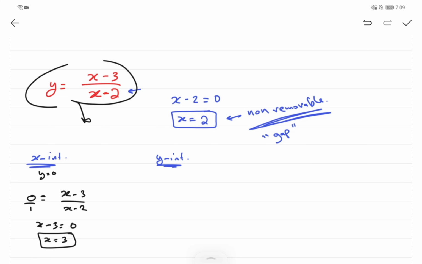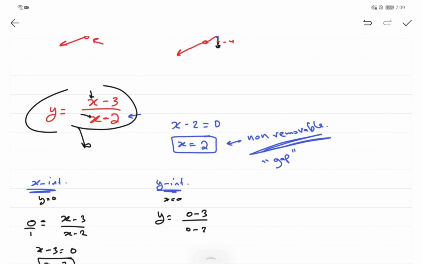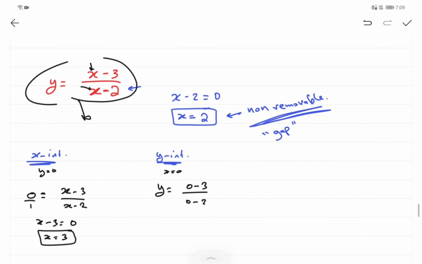This is the x-intercept. Now do the same thing, but instead of replacing y by 0, replace x by 0 to get the y-intercept. So y is going to be 0 minus 3 over 0 minus 2. Again, I replaced x in the numerator and in the denominator by 0. So the result is going to be -3 over -2, which is 3 over 2, 1.5, whatever you want. But keep in mind, it's a positive value.